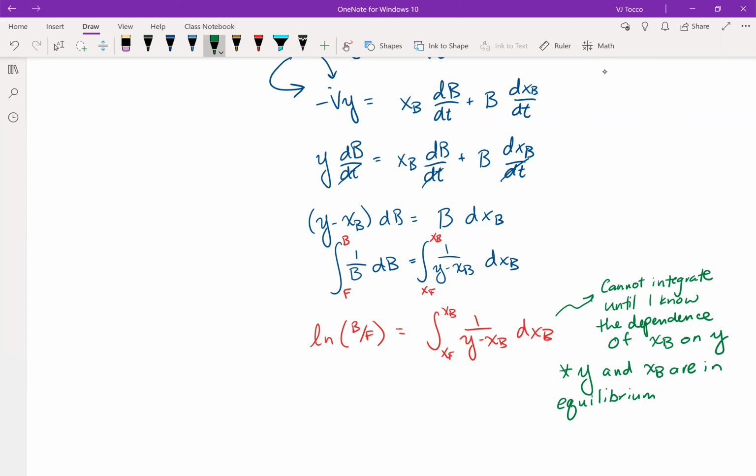So if it's the alpha relationship, I have a formula for that. I can analytically find what this integral is. They are in equilibrium with one another for all times t.